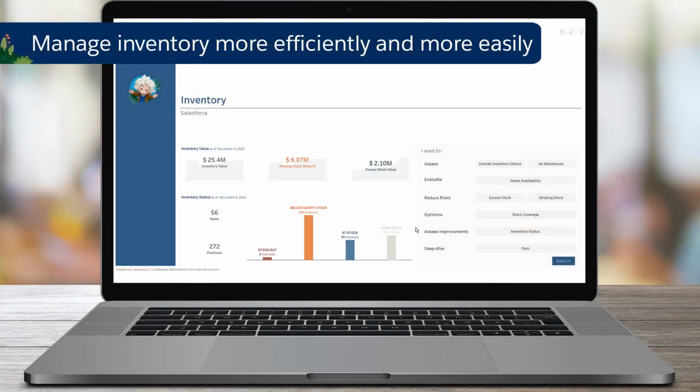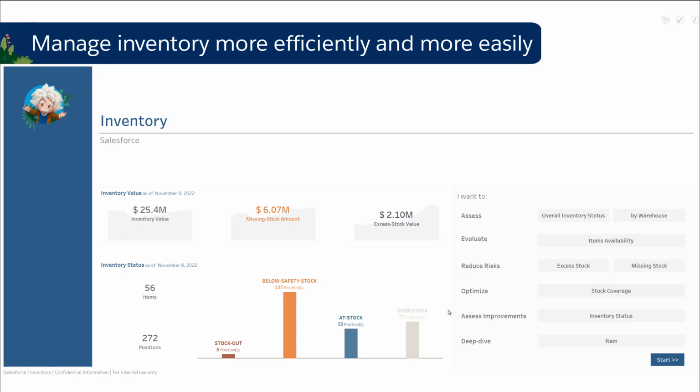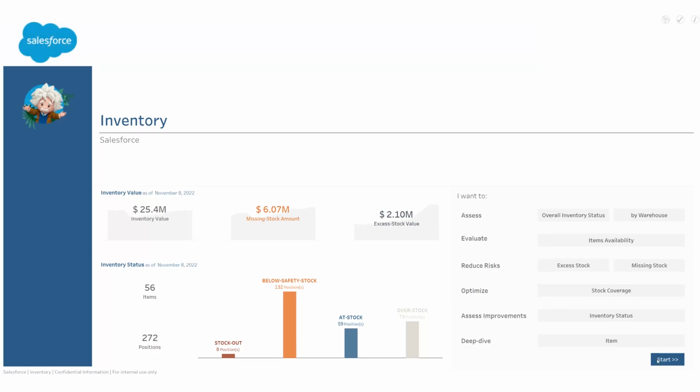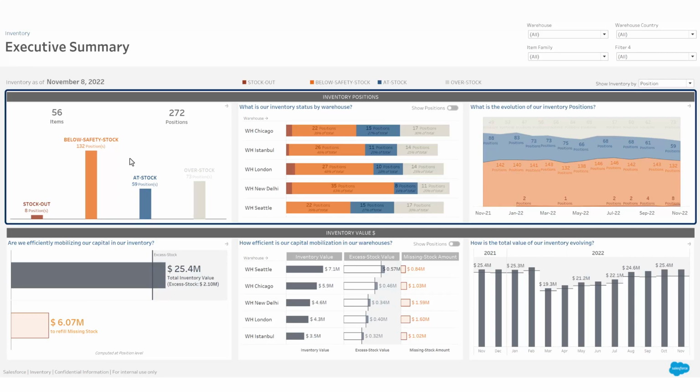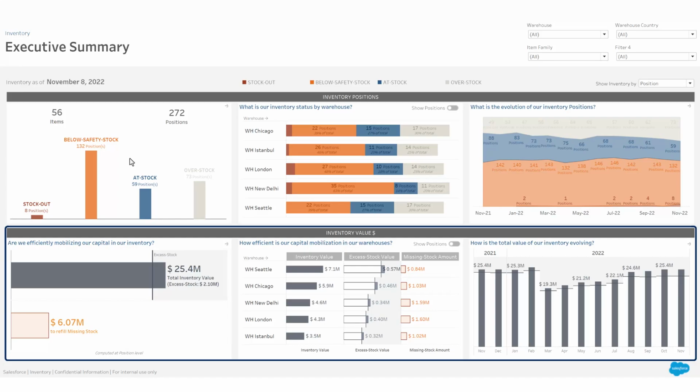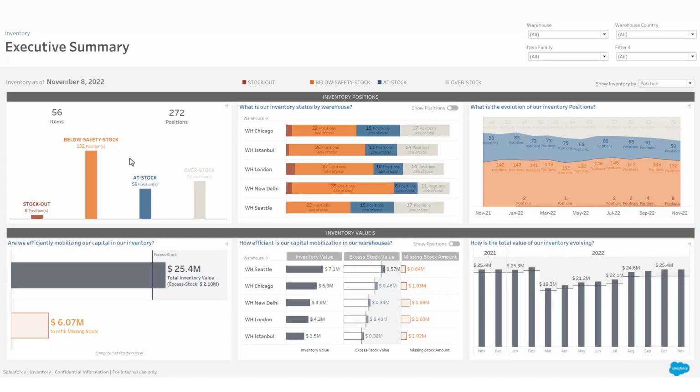This accelerator allows you to manage your inventory more efficiently and more easily. The executive summary is composed of two sections: at the top, the status of your inventory positions; at the bottom, the inventory value and related financial metrics.